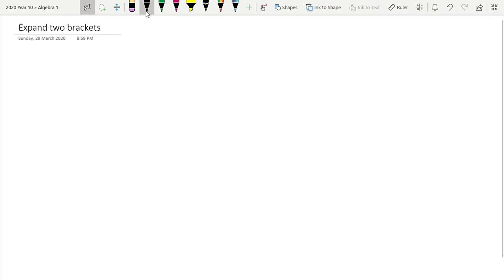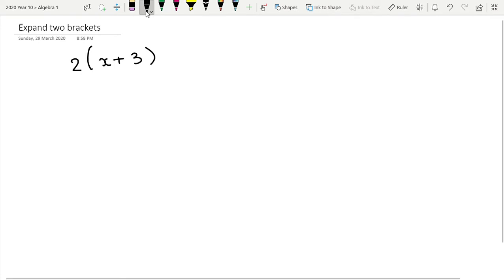Now, for expanding one bracket, we always know how to do it. Let's say we have 2 times x plus 3. To expand one bracket, you literally just multiply everything inside this bracket by 2. So 2 times x and 2 times plus 3. Remember, the plus belongs to 3, so there's no surprise about this. And after this, we're going to have 2 times x is 2x, and 2 times plus 3 is plus 6. So this is how you quickly expand the brackets.